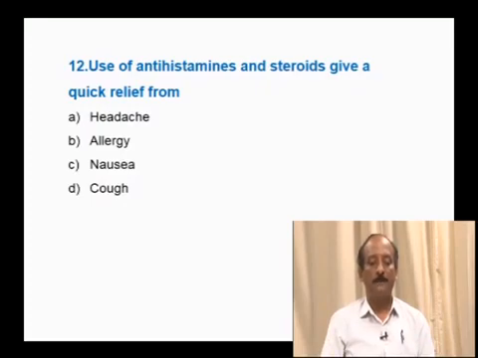Question number 12. Use of antihistamines and steroids give a quick relief from headache, allergy, nausea, cough. The secretion of histamines is mainly because of allergic reactions, and when more and more histamines are secreted, to get quick relief from the excessive secretion of histamines, antihistamines are commonly given, and steroids are also given, mainly to give quick relief to allergic reactions. And the correct answer for this question is allergy, that is option B.